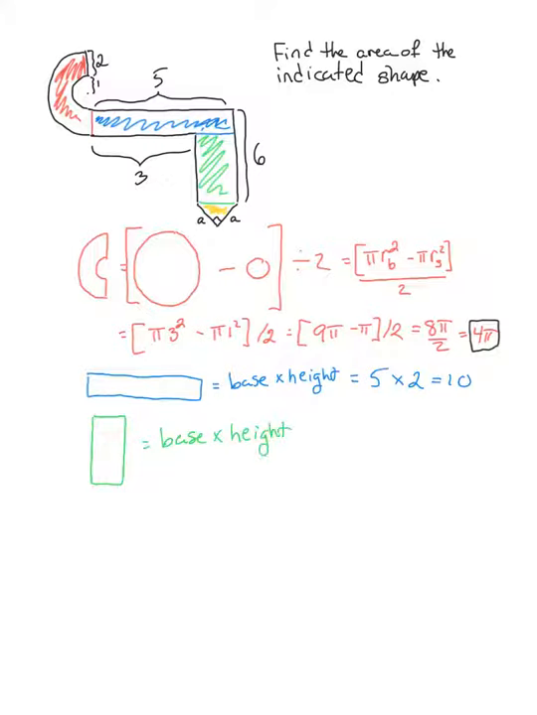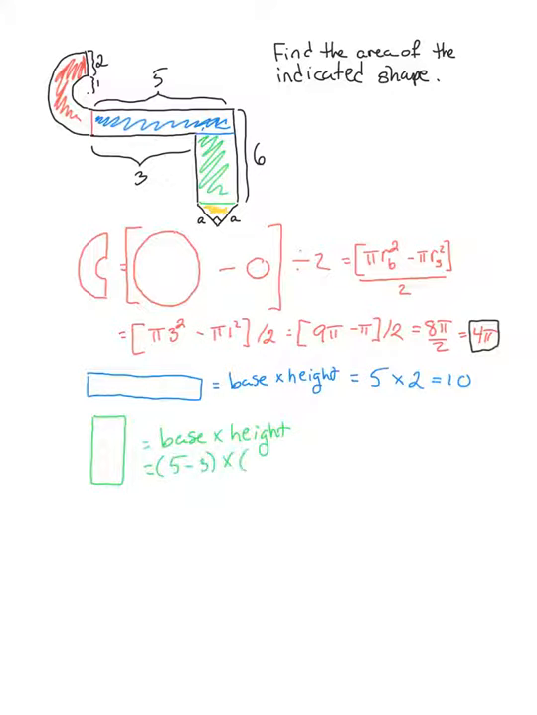Now here, the base of this triangle is this little section here. But we don't know that section directly. However, we do know that this whole length is 5 and this little section is 3. So this spot is going to be 5 minus 3. So the base is going to be 5 minus 3, which is equal to 2.